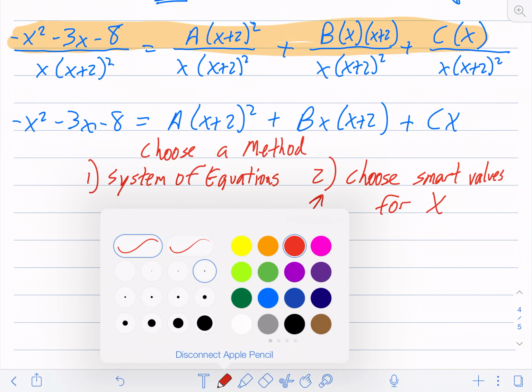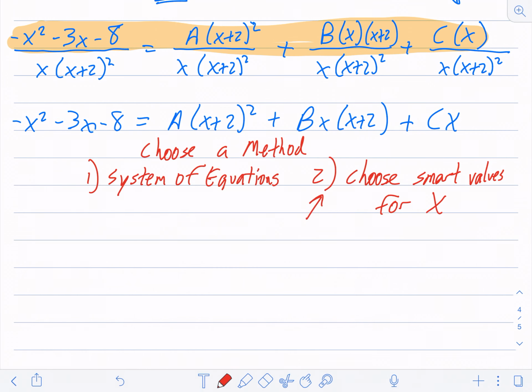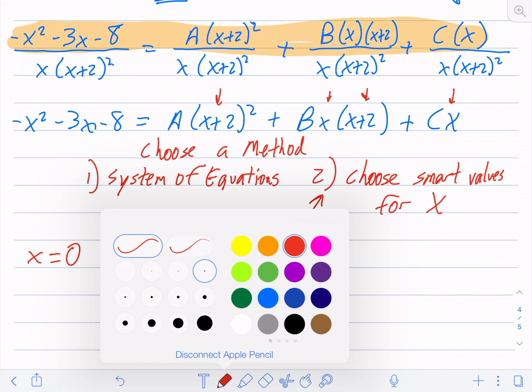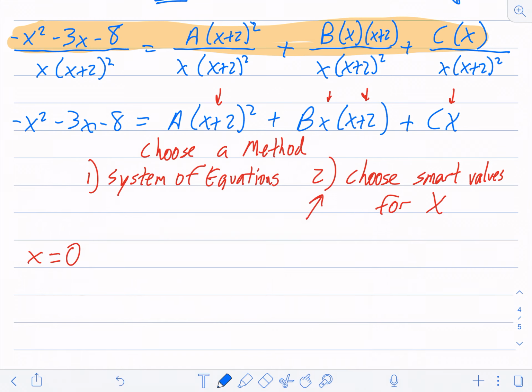So the first value I'm going to choose for x is, well, remember, when I choose, I'm going to have to look to see something that would help eliminate some of these terms right up here. So the first easy one is I'm going to choose x equals 0. If I plug in 0 for x, that should hopefully eliminate the b and the c term, right? Because when I multiply times 0, I'm going to get 0. So what happens? I plug in x equals 0. Well, negative x squared, when x is 0, it's going to be 0. Minus 3 times 0 is 0.